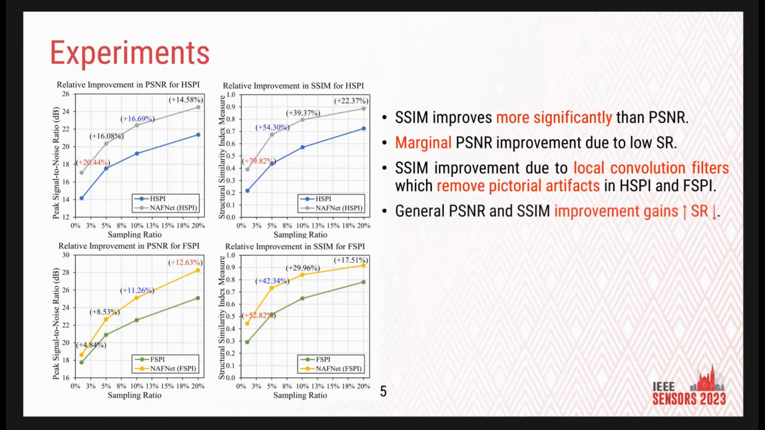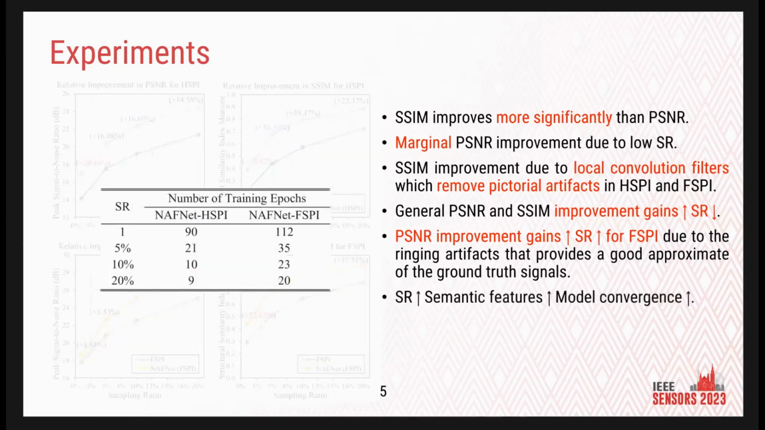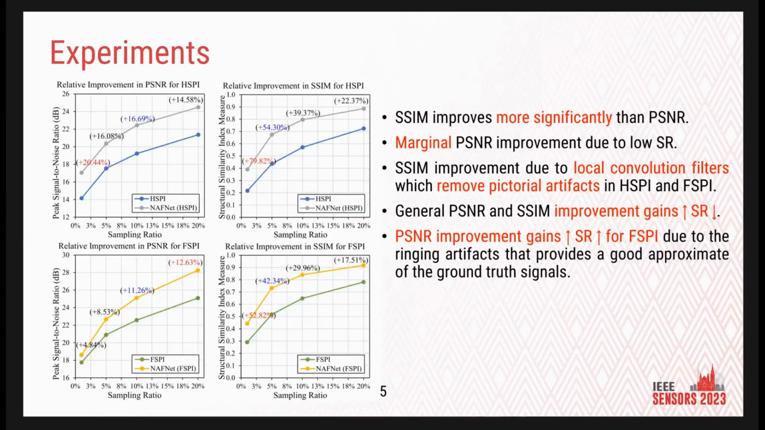Looking at the improvement trends, the general PSNR and SSIM improvements increase when the sampling ratio decreases. However, there is an inconsistent trend observed for the PSNR improvement for FSPI, where the PSNR improvement increases when the sampling ratio increases. This is due to the ringing artifacts in Fourier single pixel imaging, which affect the image clarity.